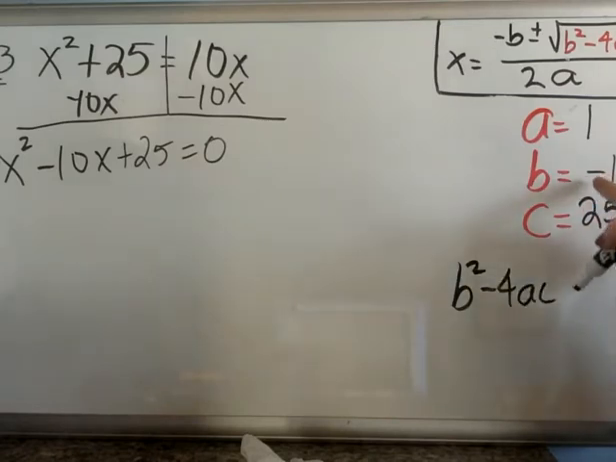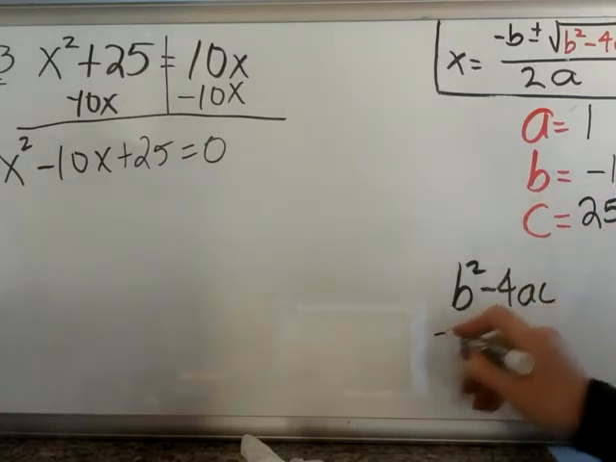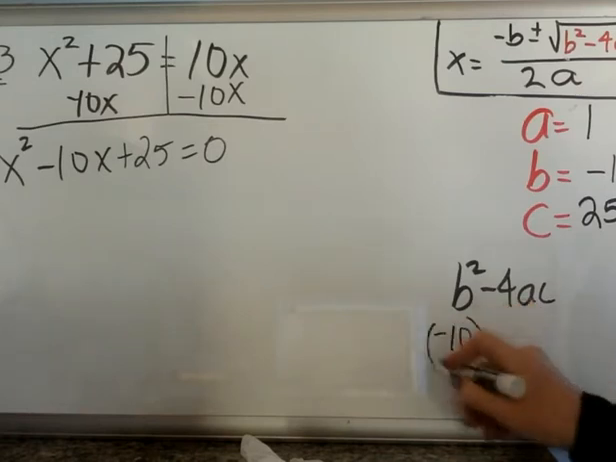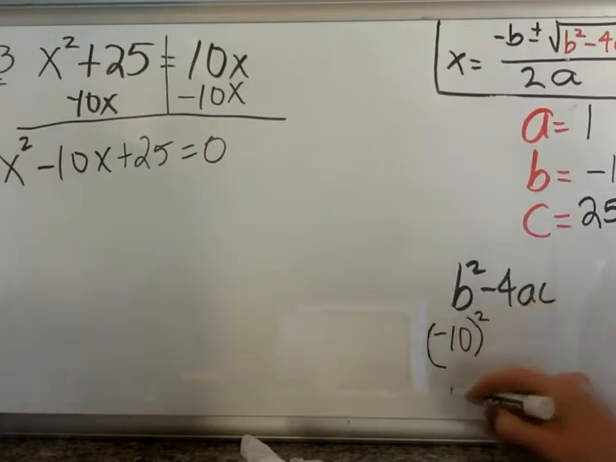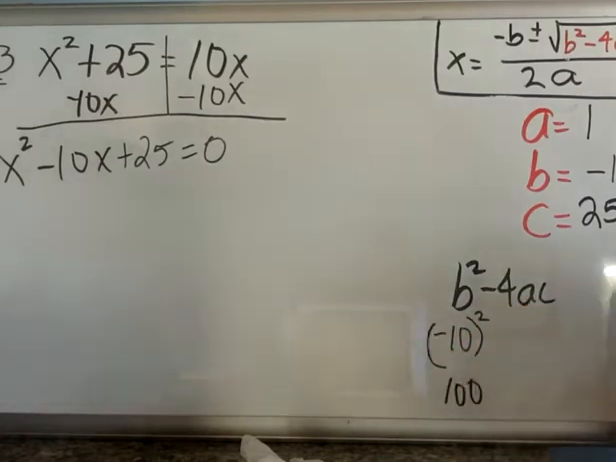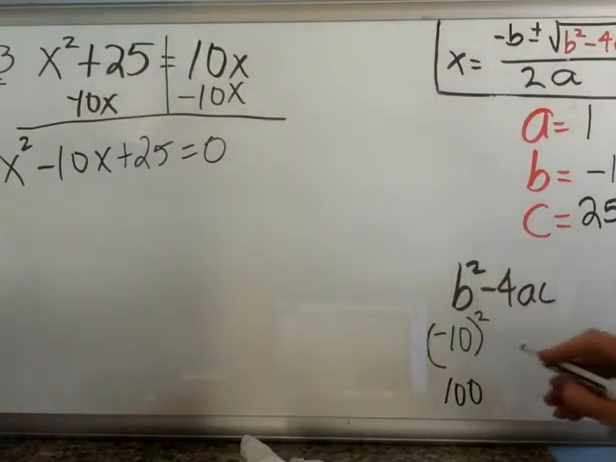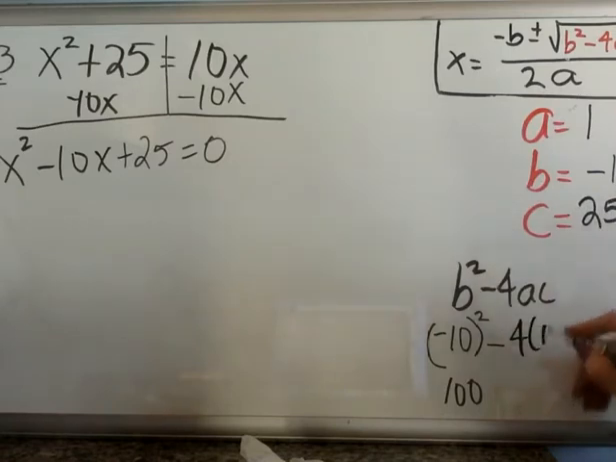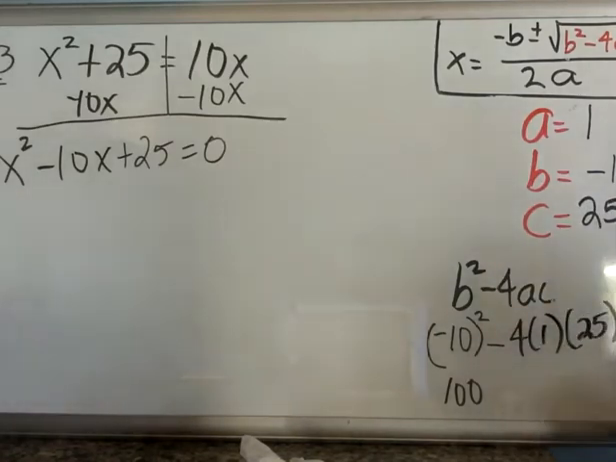And that's going to be negative 10 squared. Be careful, negative 10, when you square it, that means to multiply it by itself, you're still going to get positive 100. B squared is always positive. Just keep that in mind. Minus 4 times a times c, which is 25. So I'm going to have 100.